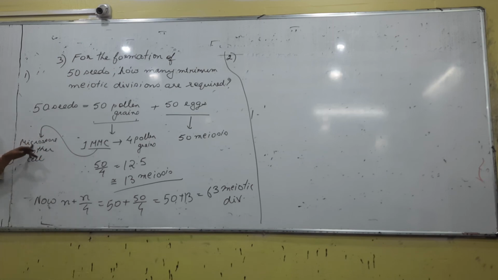If 1 mmc in case of male gametes, 1 mmc will result into 4 male gametes. In case of female, 1 mmc results into 4 but remains functional only one.